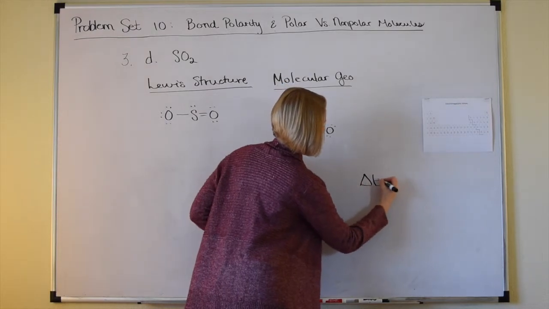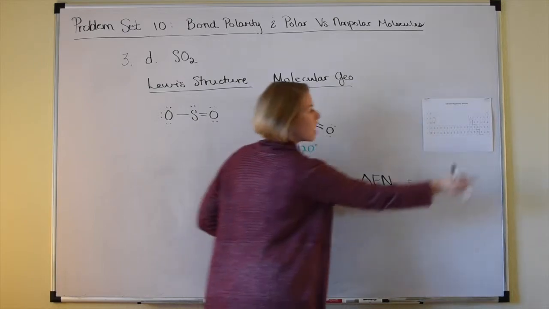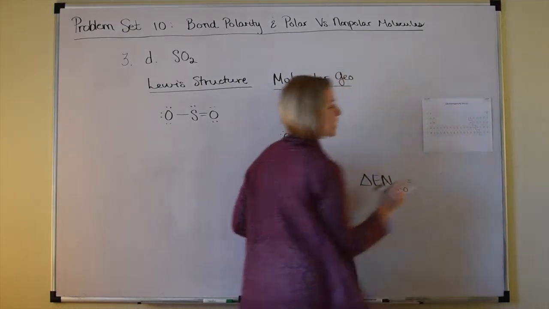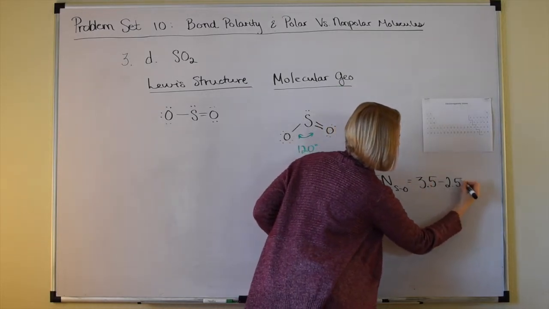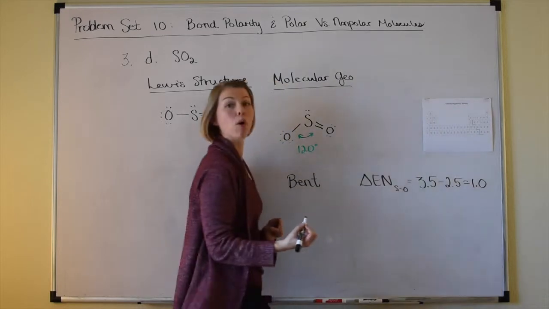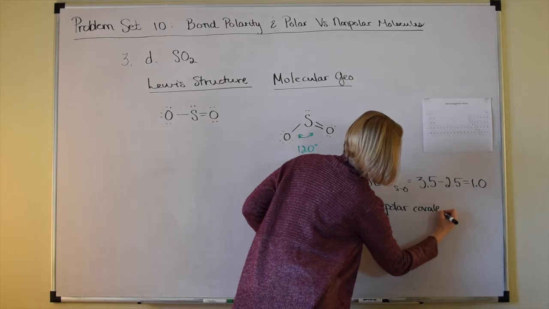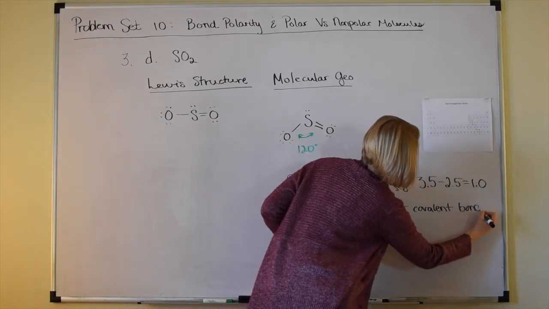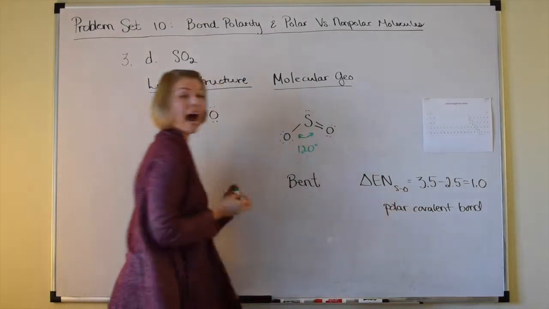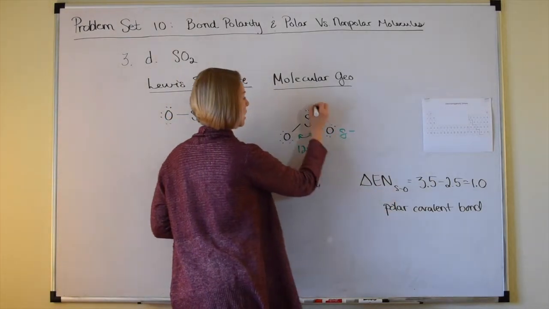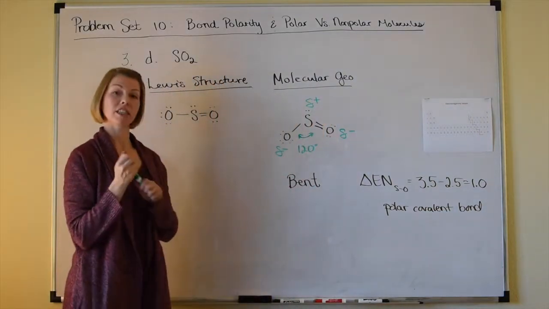Now we're ready to calculate the change in electronegativity for a sulfur-oxygen bond. Oxygen is 3.5, sulfur is 2.5, so the difference is going to be 1.0. That is a polar covalent bond, with the partial negative charge buildup on the more electronegative atom, which is your oxygen, leaving your sulfur partial positively charged.